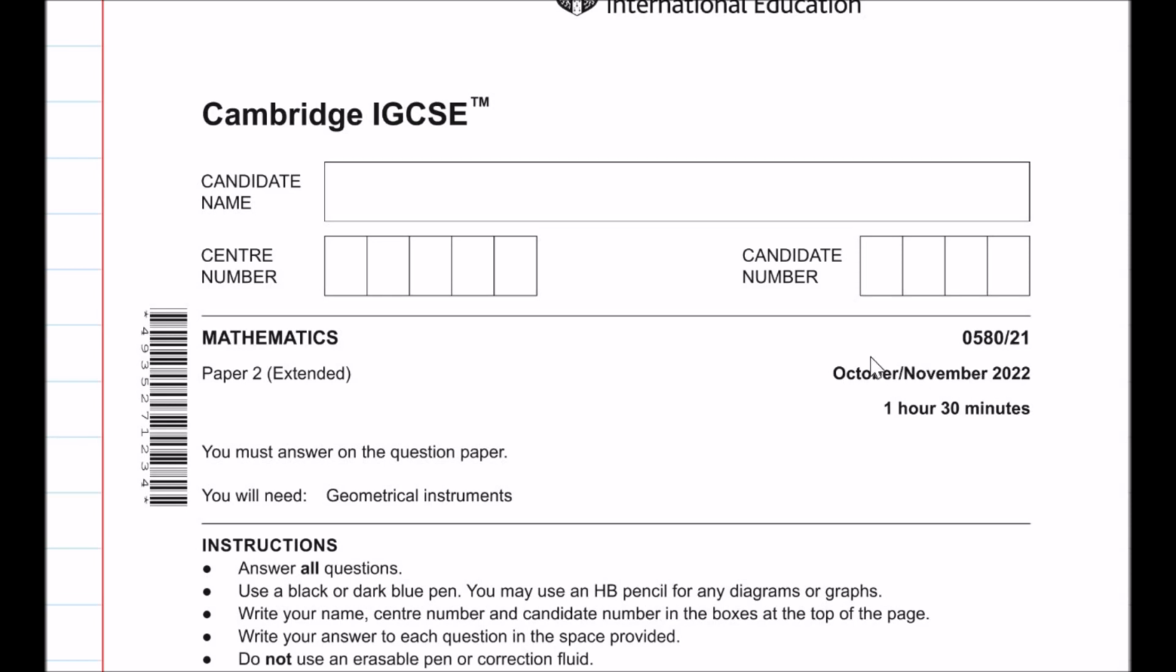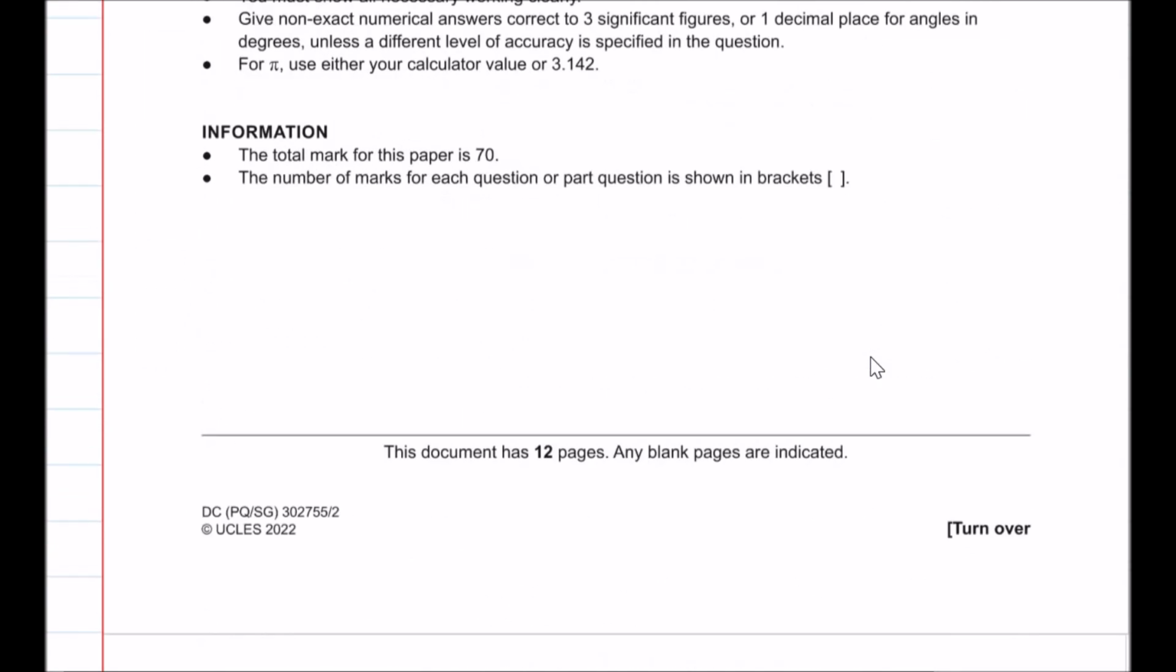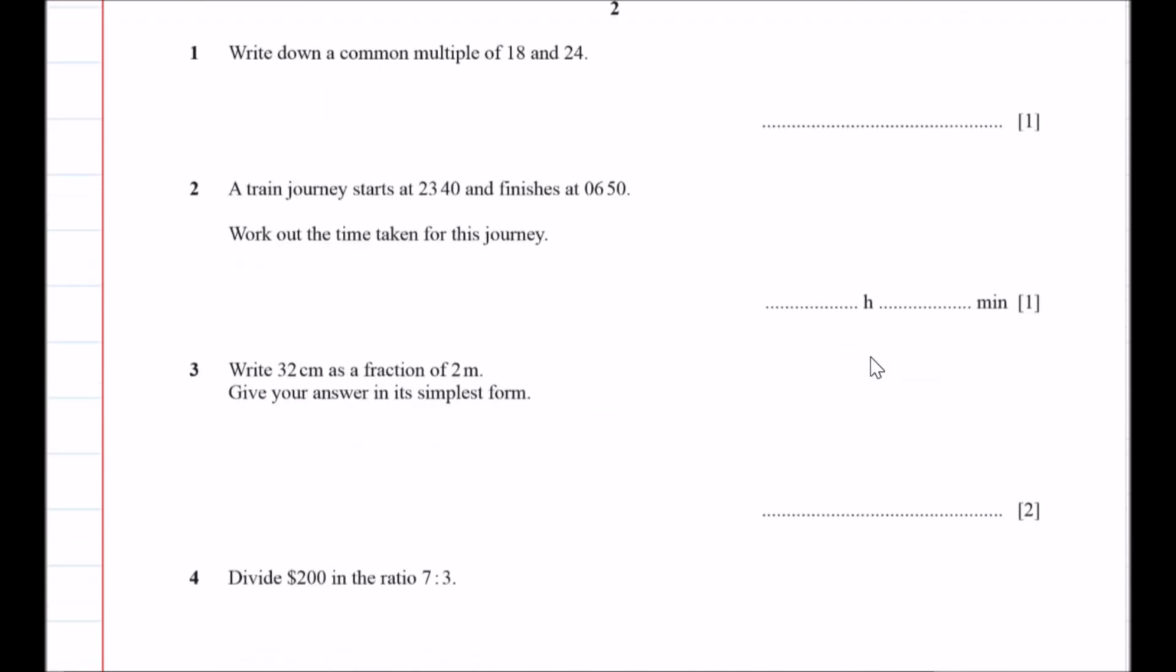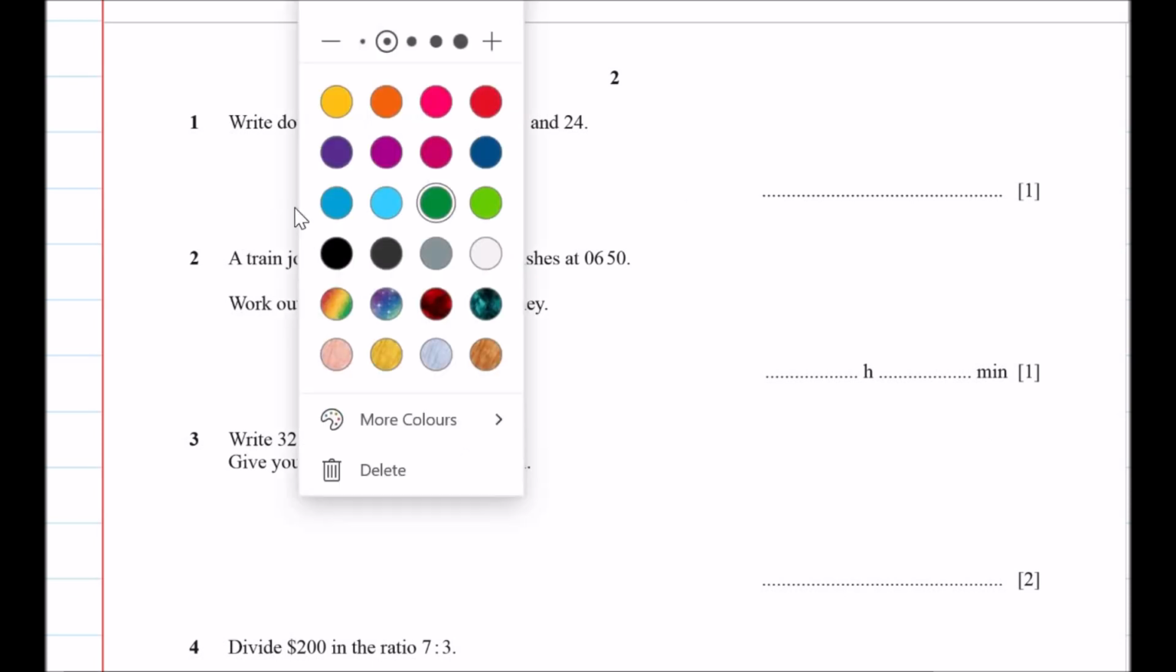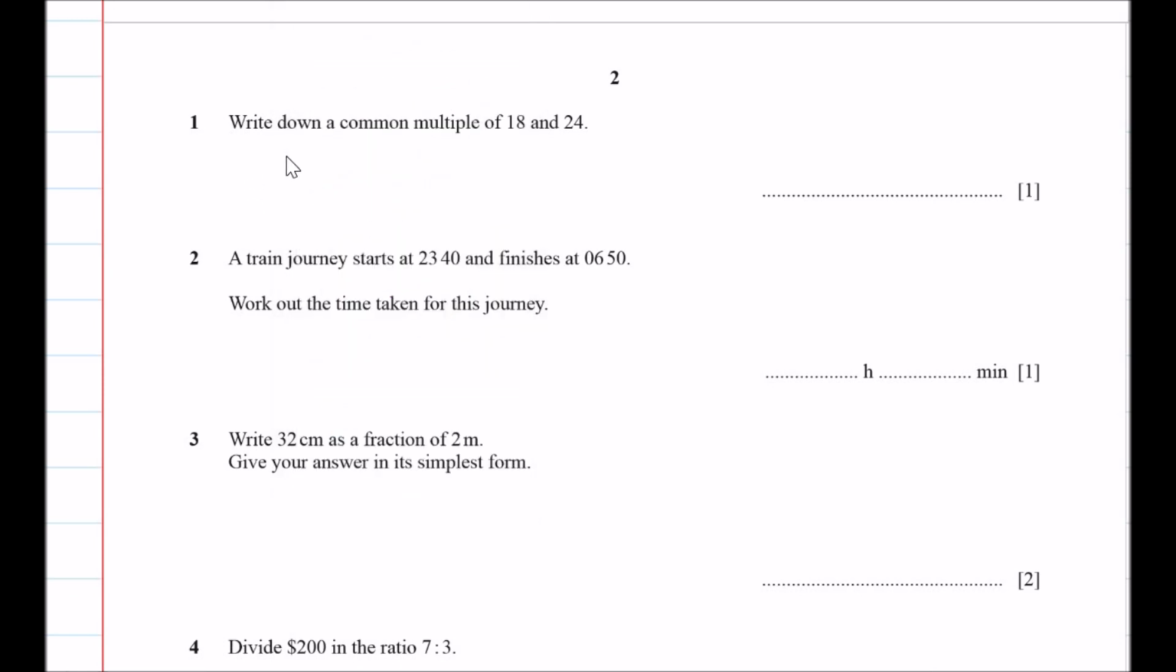Okay, now let's start solving the paper. Now here is question number 1. It says write down a common multiple of 18 and 24. It's a very simple question for 1 mark. You can write down common multiples of 18 and 24 and then choose a common multiple. Any common multiple. It's not asking for the least common multiple.